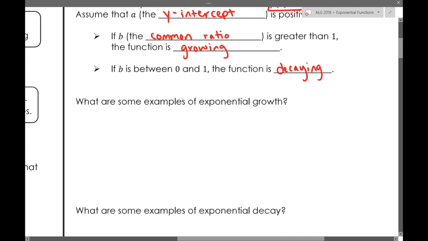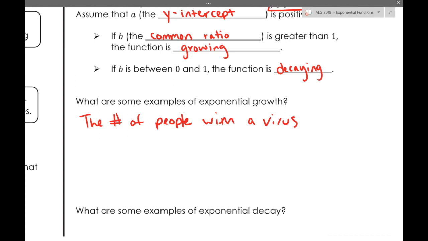So what are some examples of exponential growth? Some examples you could think of is, for instance, the number of people with a virus. If you think about it, with any type of virus, even a cold or a flu, when one person gets it, a whole bunch of people start to get it, and then we have what we call an epidemic. That means it just starts growing and growing and growing, and it grows in big numbers.